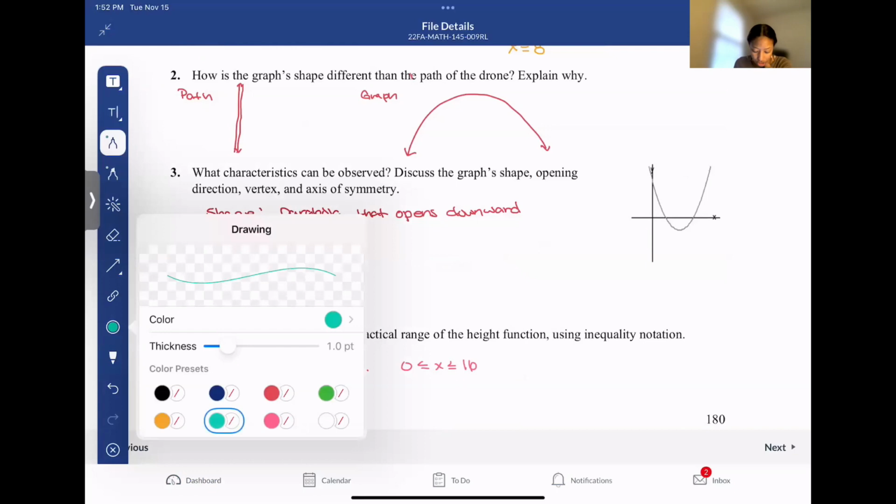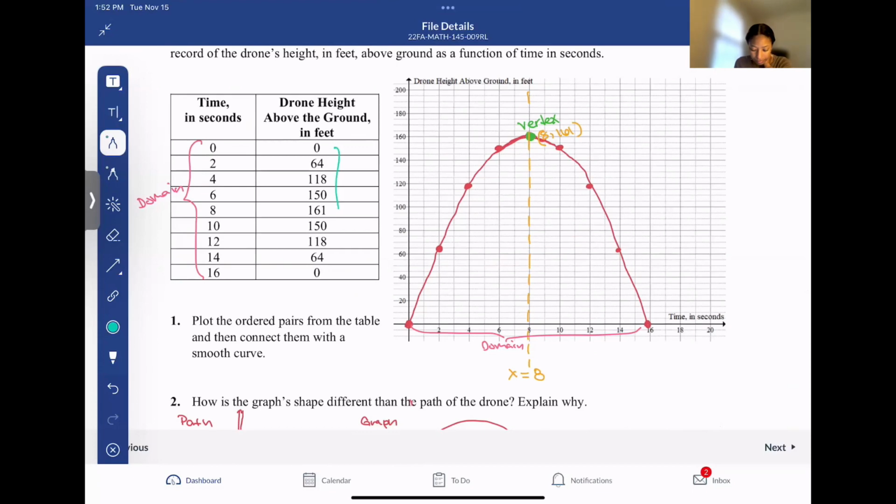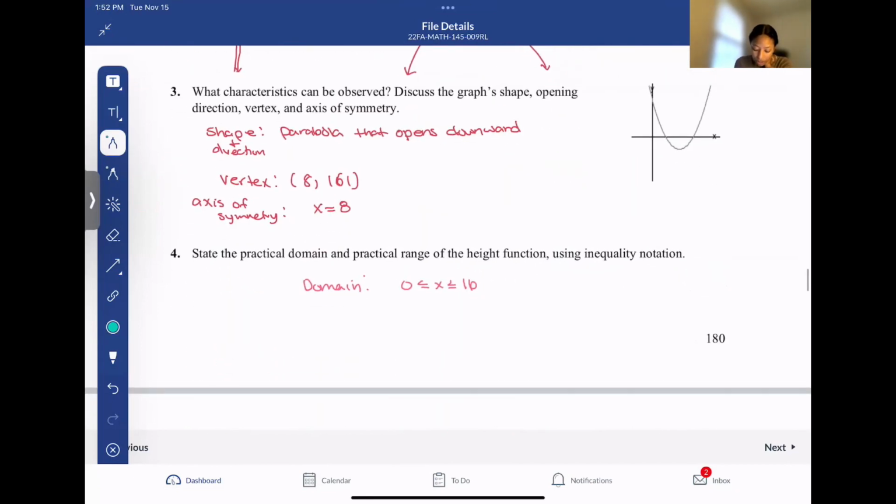For the range, that will be the heights that we're getting. Those heights start and end at 0, but somewhere in the middle, it goes all the way up to 161. So the lowest possible height is 0. The highest possible height is 161. We can see that on this graph also. If we look at the y's, this gives us the range. It's going from 0 to 161. So for the range, if we write that using inequality notation, we'll have 0 is less than or equal to y, which is less than or equal to 161.